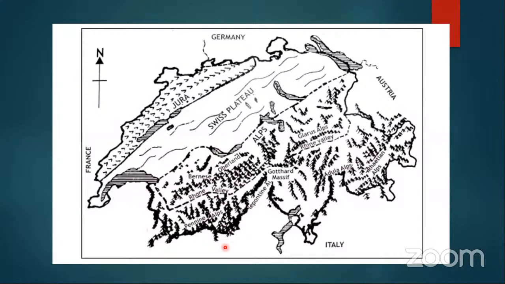Members, those who were not able to identify the physical regions, the first one is Jura. The middle part is called the Swiss Plateau, and the lower part is called the Alps. Jura covers 10%, Swiss Plateau 30%, and the Alps covers 60%.